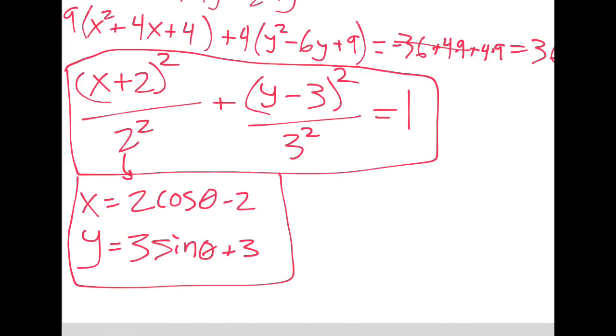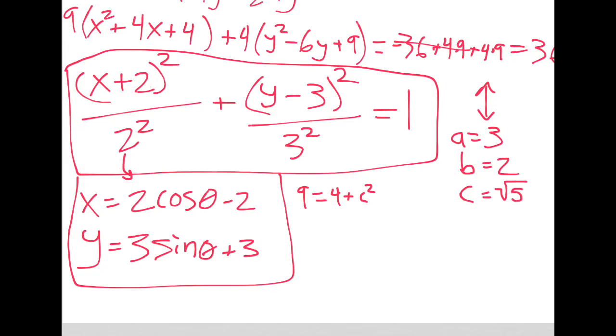What can I identify? Well, I can identify that this ellipse is oriented vertically, since the denominator of y is bigger, which tells me that a is 3, b is 2, and I can find c. Well, let's write it down. What do we know? We know that a squared, which is 9, equals b squared, which is 4, plus c squared. So 9 minus 4 is 5, which gives us c squared, so c is the square root of 5.